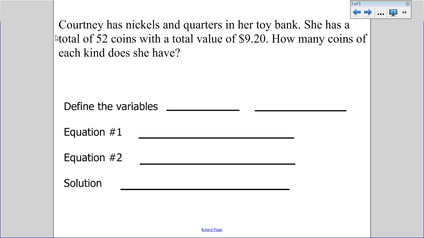So Courtney has nickels and quarters in her toy bank. She has a total of 52 coins with a total of $9.20. How many coins of each kind does she have? So what are the 2 things I don't know? Nickels and quarters. So I'm going to let n equal the number of nickels, and I'm going to let q equal the number of quarters.